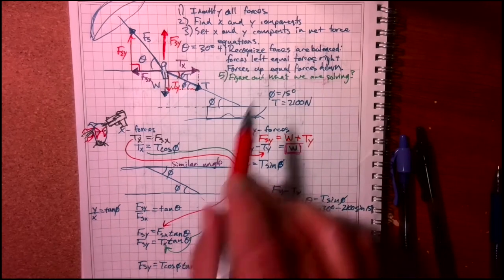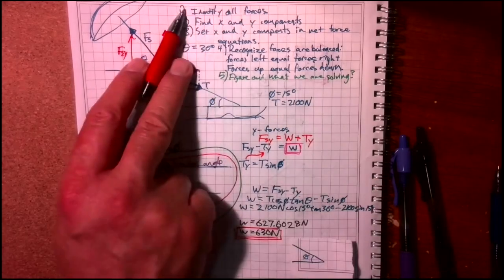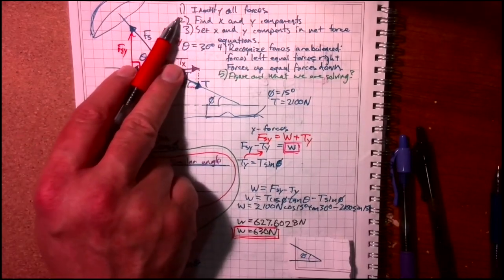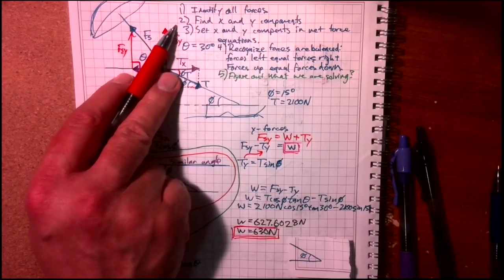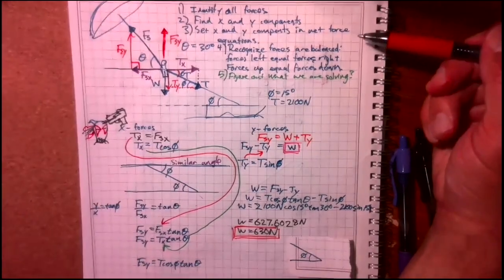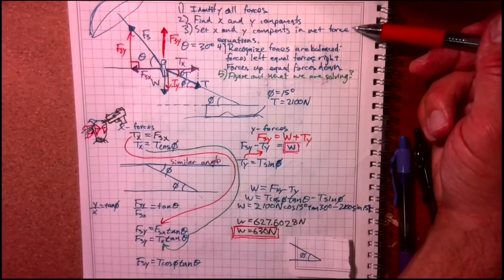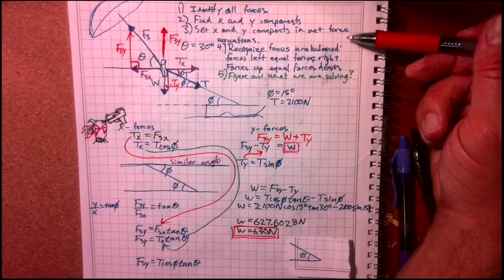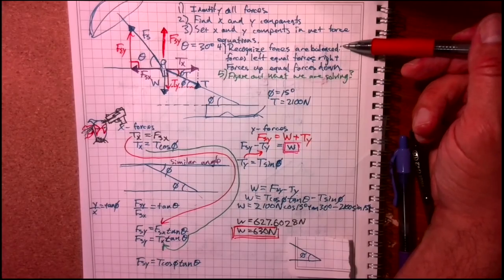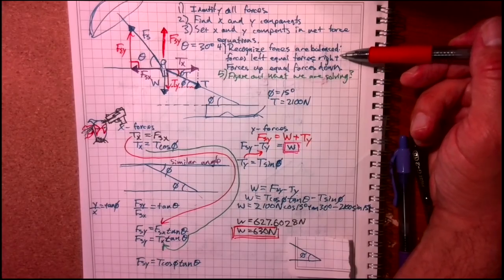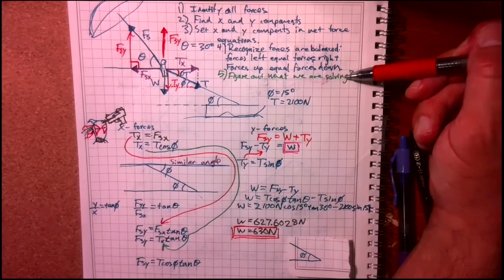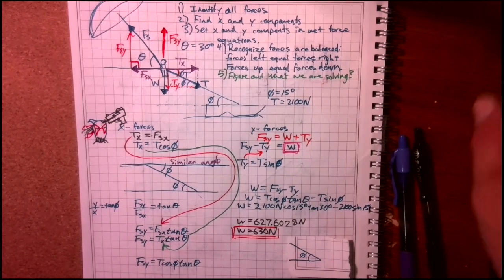Okay. All right. So what did we do after this? Let's recap a little bit, okay? We identified all the forces. We found the X and Y components. We set the X and Y components in net force equations, okay? We recognize that the forces are balanced. Forces left equal forces right, forces up equal forces down. And then we finally figured out what we were solving for.